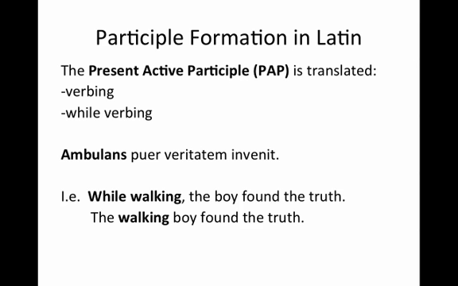Translation for the present active participle. As you remember, the present active participle is just translated verbing or while verbing. So you can see in the sentence below, ambulans puer veritatem invenit. The main idea is the boy finds truth or found truth. And ambulans just describes which boy we're talking about. So the walking boy, the boy while walking, the boy who is walking, all of those are fine.